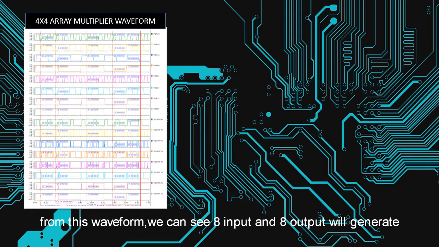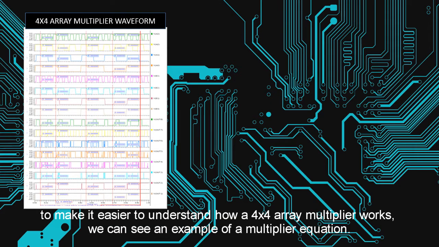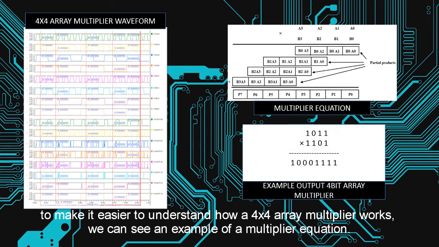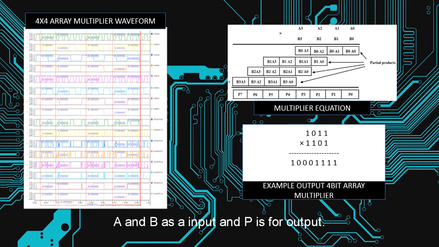From this waveform, we can see 8 input and 8 output will generate. To make it easier to understand how a 4x4 array multiplier works, we can see an example of a multiplier equation. A and B as an input and P is for output.